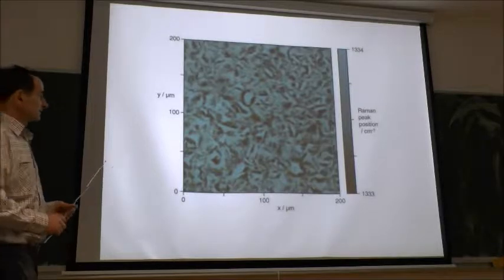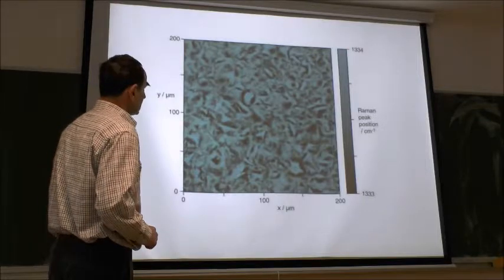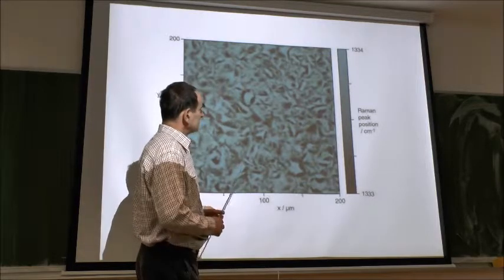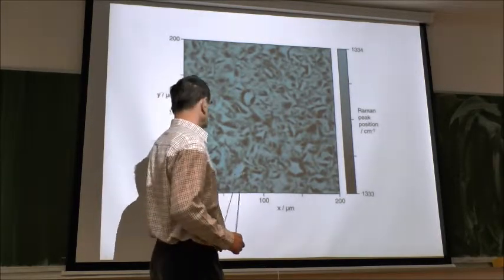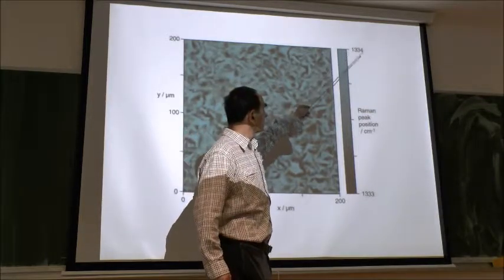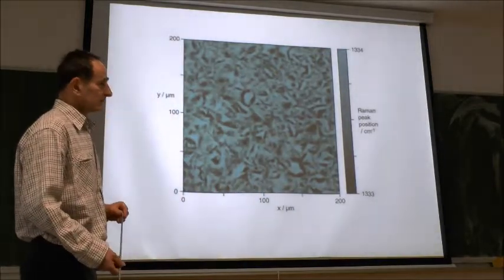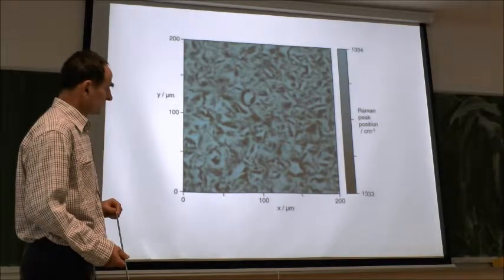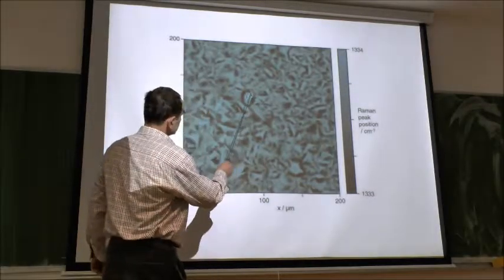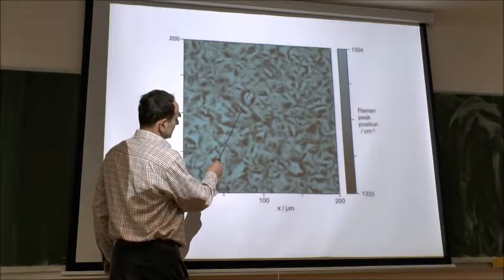So how does such a scan look like? This is XY, and the light pixels, the light surface, is related to the 1334 Raman peak of diamond. This is CVD diamond on a silicon wafer. So all these spots which are light, there is a location of diamond.